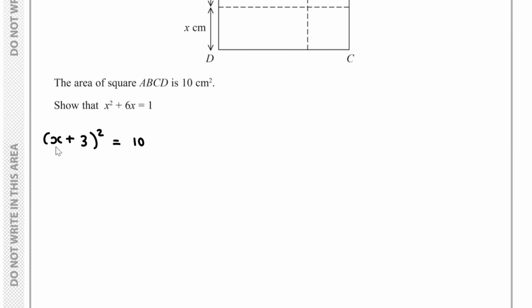We now need to somehow show that x plus 3 all squared equals 10 is the same as x squared plus 6x equals 1. Well, if I expand on the left hand side, we've got x squared plus 6x plus 9, and here we've got 10. And now if I subtract 9 from both sides, you can see that x squared plus 6x is equal to 1. And this is exactly what we wanted to show.